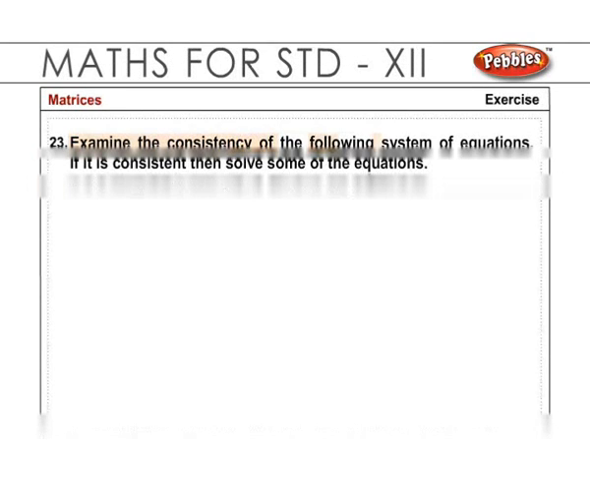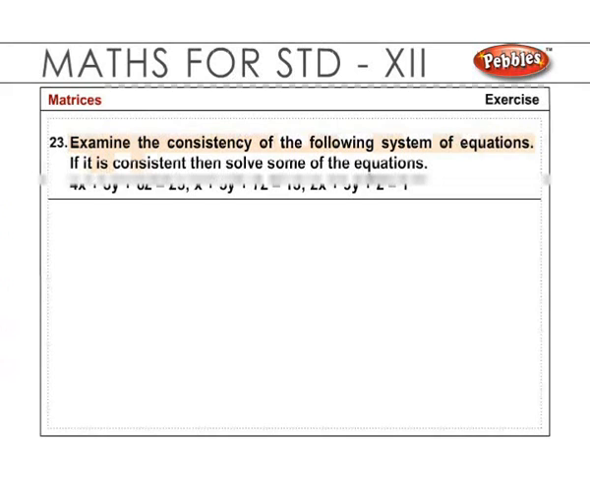Examine the consistency of the following system of equations. If it is consistent, then solve some of the equations. 4x plus 3y plus 6z is equal to 25. x plus 5y plus 7z is equal to 13. 2x plus 9y plus z is equal to 1.